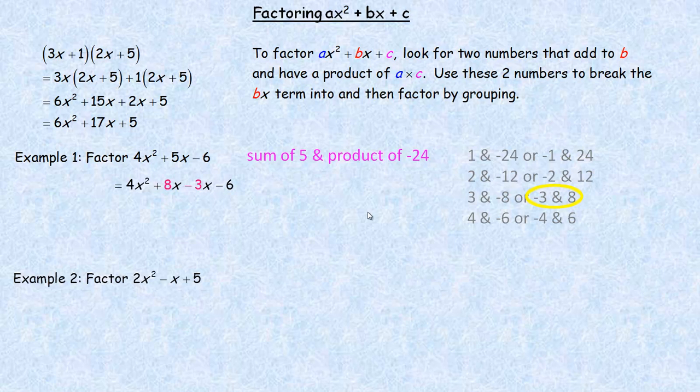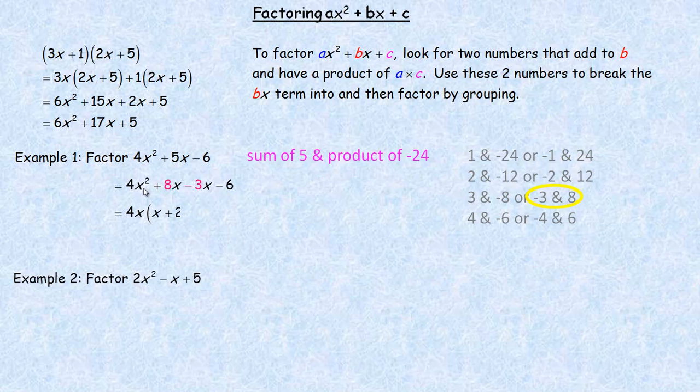Now, it really doesn't matter which one you write first. You could write 8x minus 3x, or if you wanted to, you could write negative 3x first and the 8x second. It really wouldn't matter. It works out to the same factoring anyway. So now we're going to factor by grouping. We're going to group the first two and take out a common factor, the second two and take out a common factor. So in the first ones, there's a common factor of 4x. And we'll start with that.